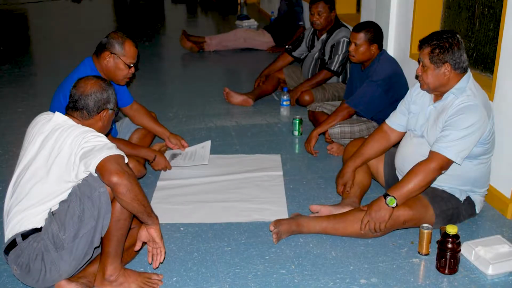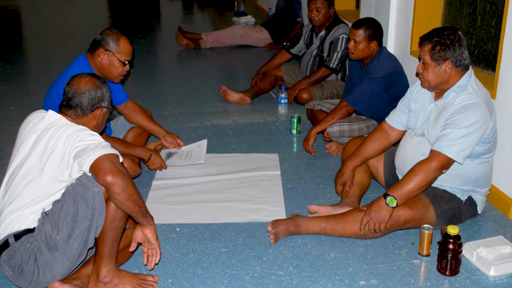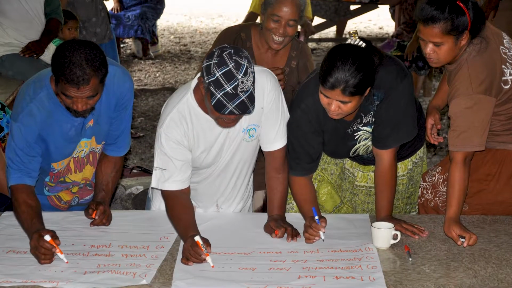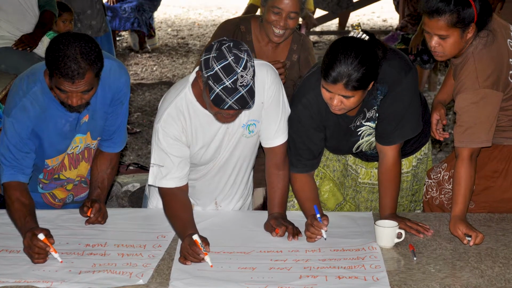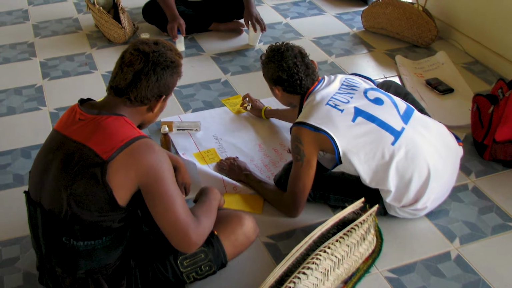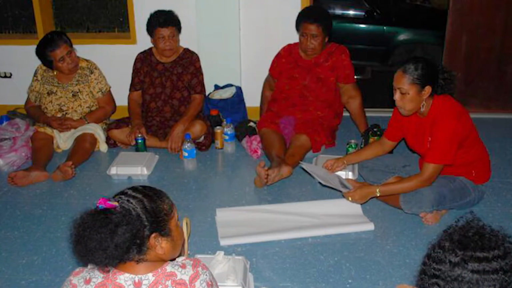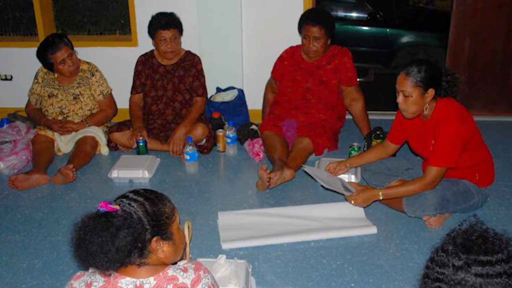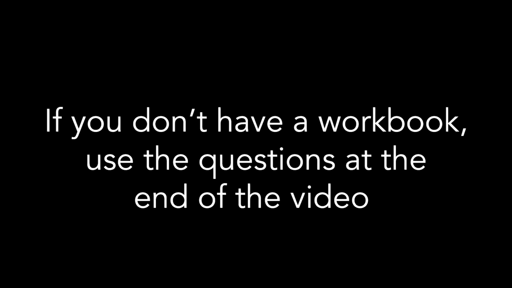To do the historical review, the community will discuss which major weather events you've experienced in the past 50 years. Talk about how these events impacted the community and identify which were the hardest to recover from. Go to the historical review section of your workbook and pause the video here to complete the historical review. If you don't have a workbook, use the questions at the end of this video to guide your discussions.